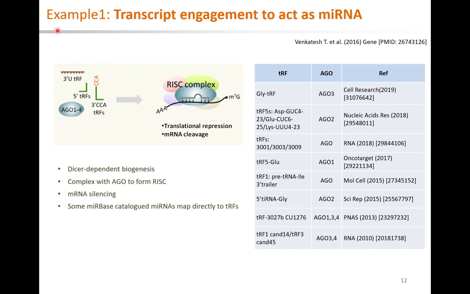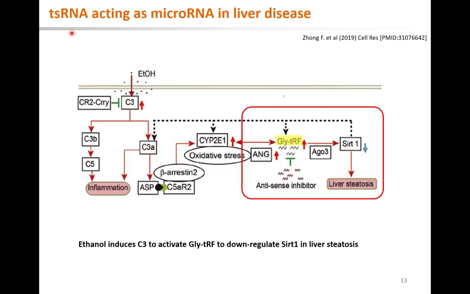There are many transcript engagement examples of TRFs acting as microRNAs to silence target mRNAs. Like microRNAs, they have similar dicer-dependent biogenesis, AGO complex loading, and mRNA silencing. Some microRNAs cataloged in miRBase are actually mapped directly to TRFs. TRFs are so-called microRNAs in disguise. The aberrant expressions of tsRNAs can be just like microRNAs in diseases.